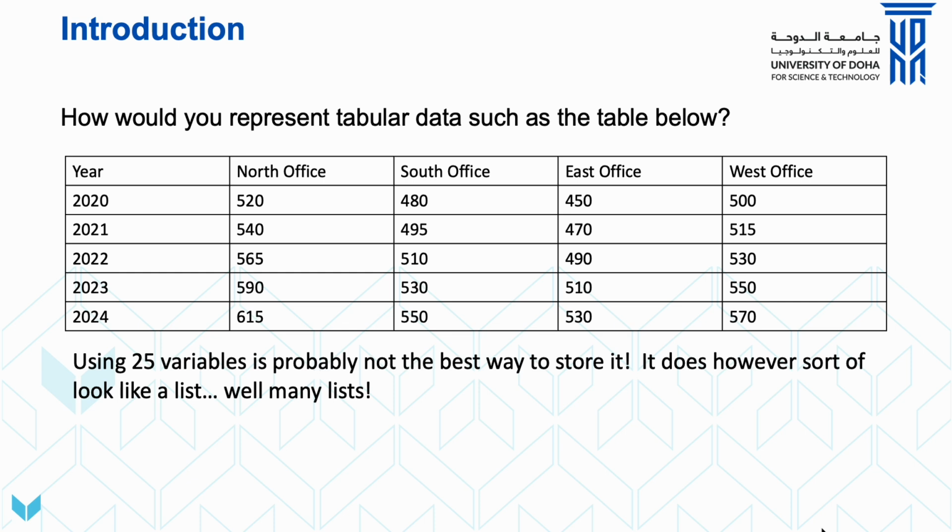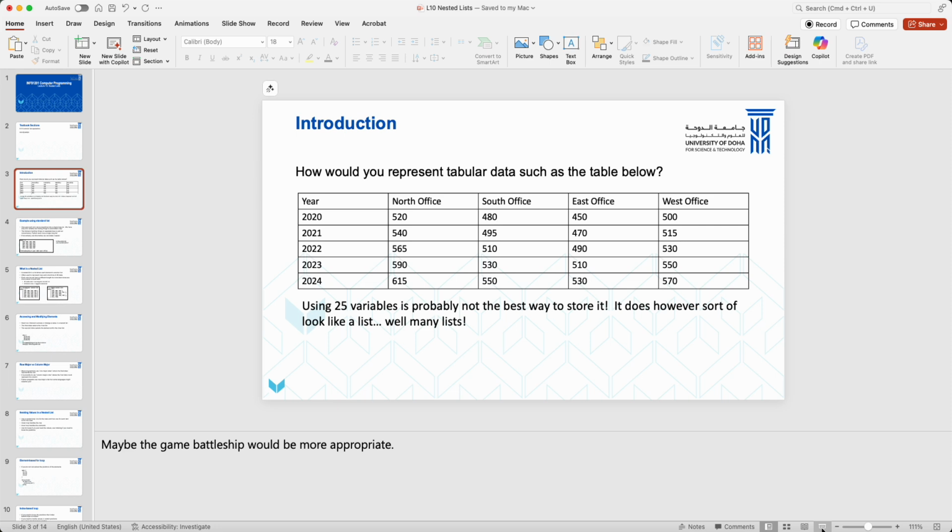This is not the way I would store it, but this is a way I could store it. So we've got a whole bunch of different ways we can store this information, and then of course do things with it. For example, I might want to know, tell me the sales for the West Office in 2023. From this table, it's pretty easy. West Office 2023, it's 550. I don't know what that is, maybe millions or thousands, whatever it happens to be.